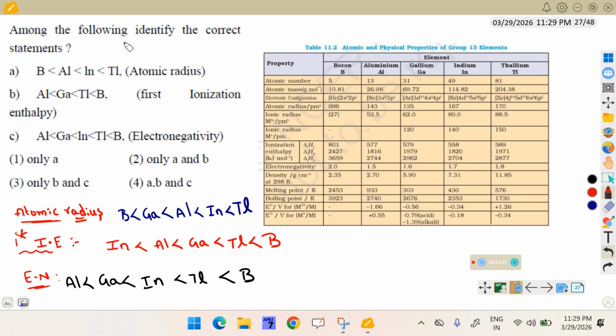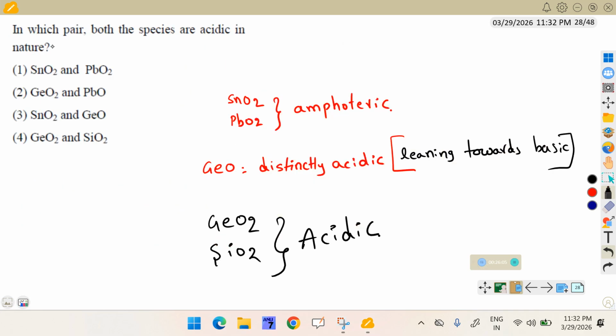Among the following, identify the correct statements. Boron less than aluminium less than indium less than thallium, atomic radius. Yes, this is correct. First ionization potential: aluminium less than gallium less than thallium less than boron. Correct. Electronegativity order: aluminium less than gallium less than indium less than thallium less than boron. This is also correct. So A, B, C are correct. Which pair, both the species are acidic in nature? GeO2 and SiO2 are acidic.